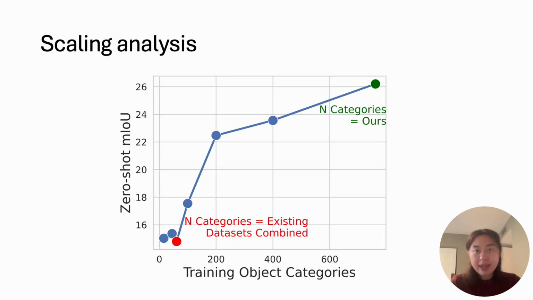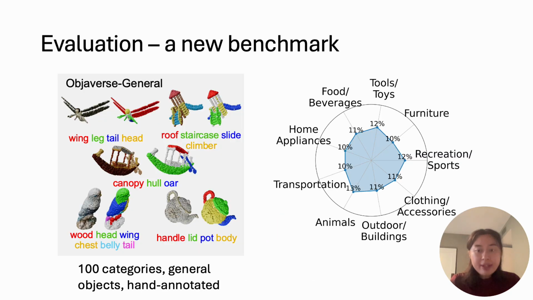We also show a scaling analysis, which corroborates the importance of our data engine and scale. Basically, if we look at the red point, that's the number of existing datasets combined in terms of training object categories. And now as we scale up towards the green point, which is the number of categories we train on, we see a steady growth in zero-shot performance. Finally, we also contribute a new benchmark that covers a lot more diverse objects.